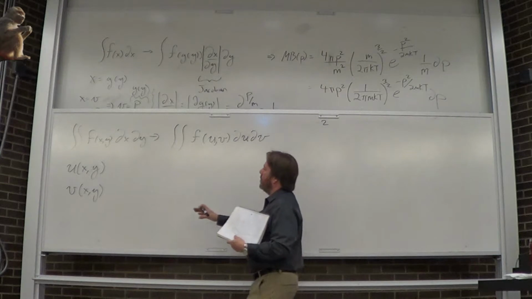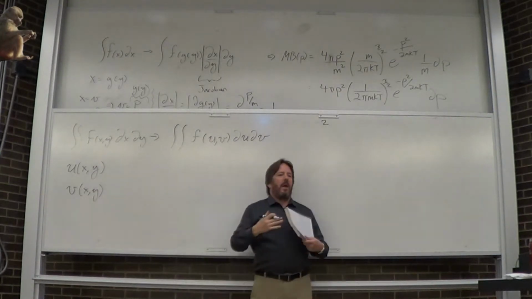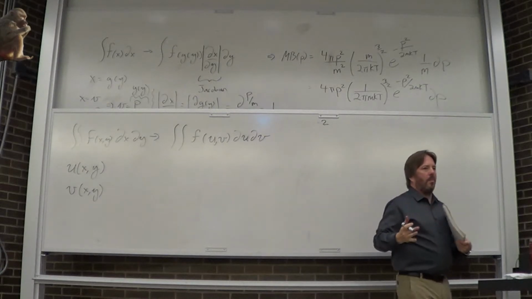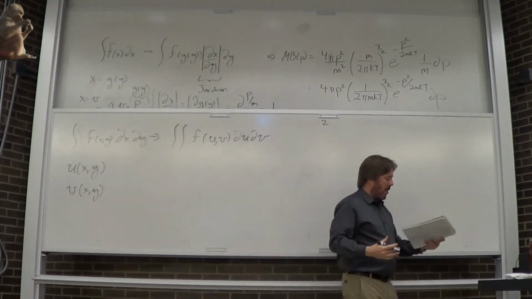So this is how you transform the function. You're going to use this information. It won't be particularly difficult. But now you've got the Jacobian part. So how does that work?